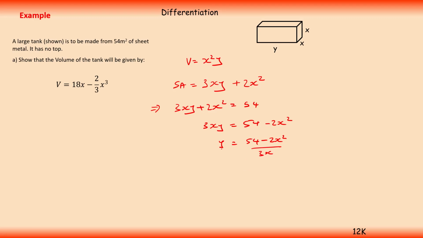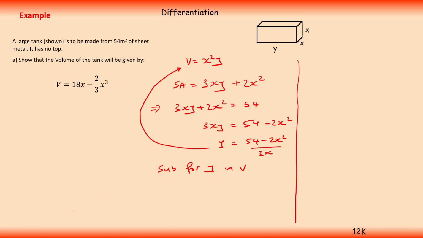So now I know what y is. I can sub for y in v. So let's write that down. Sub for y in v. So that means that v is going to be equal to, I think I'll draw a line here and I'll change color of pen. So therefore v is going to be equal to x squared times 54 minus 2x squared over 3x.